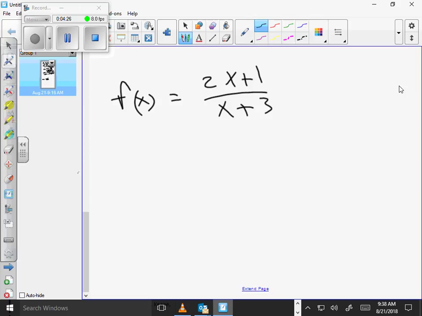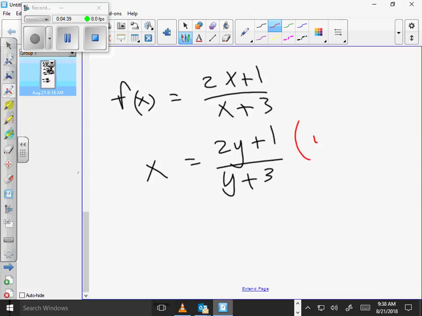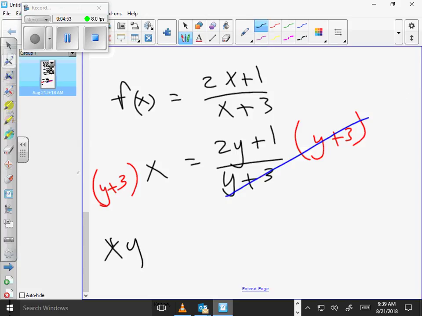My understanding of making an inverse, since this isn't a word problem, is to switch the x's and y's. Good so far? Okay, clear out the fraction. Y plus 3, y plus 3. So on the right side, these cancel. On the left side, I want to do some distributing. xy plus 3x equals 2y plus 1.